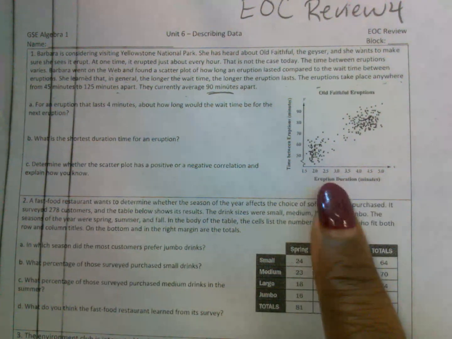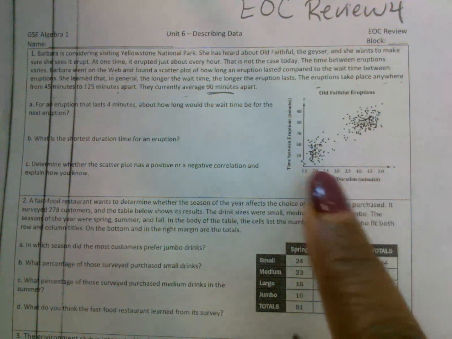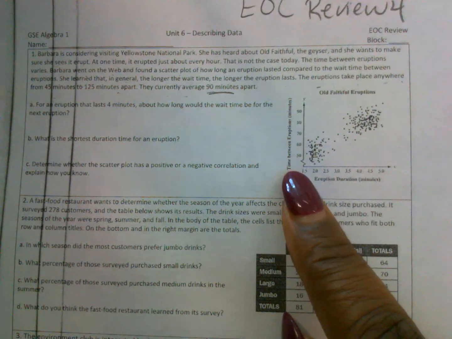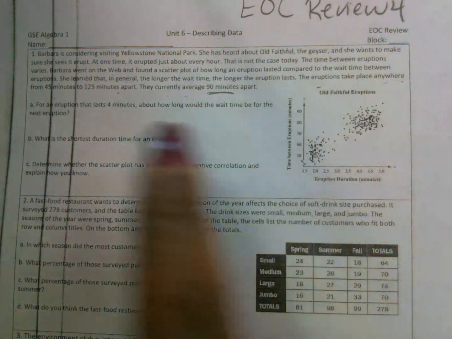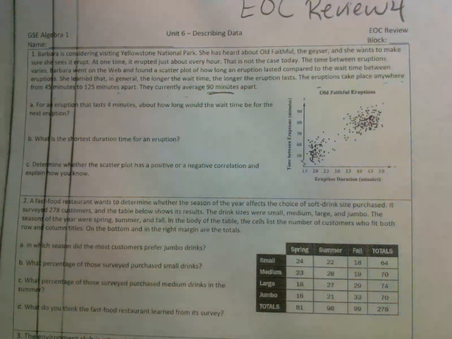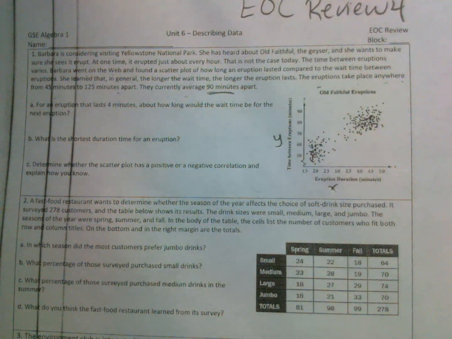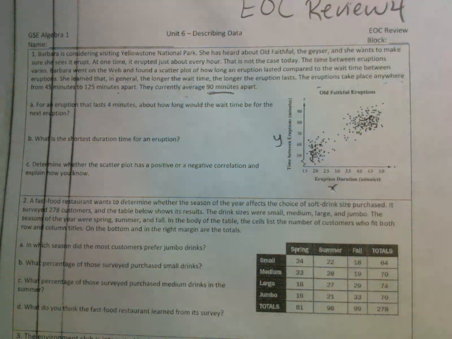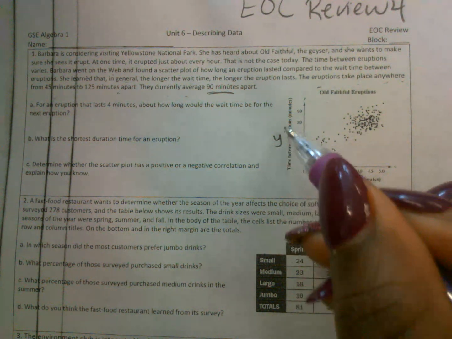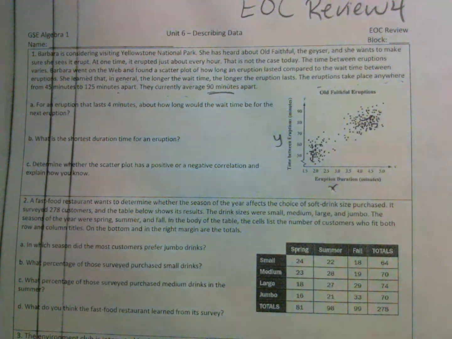So along the x-axis is the eruption duration in minutes, and along the y-axis is the time between the eruptions in minutes. You got it? The time between the eruptions. That's super important. This is X and this is Y, so we know the difference between the two. This is the duration in minutes, and this is the time between eruptions. All right, cool.